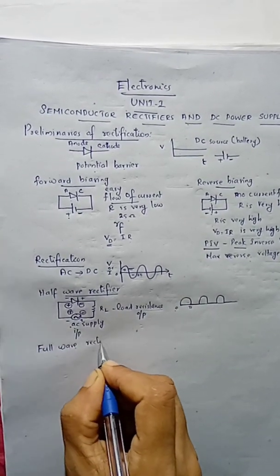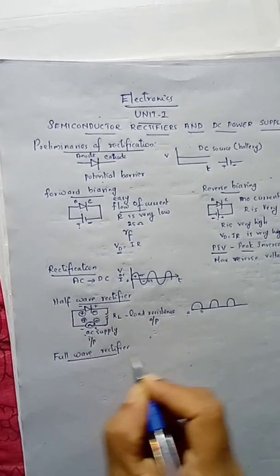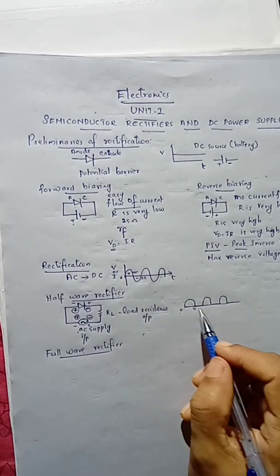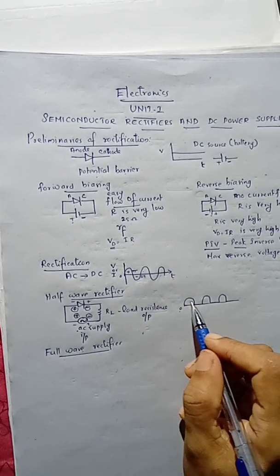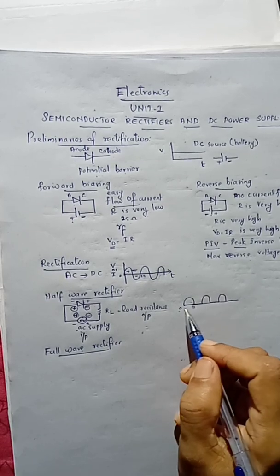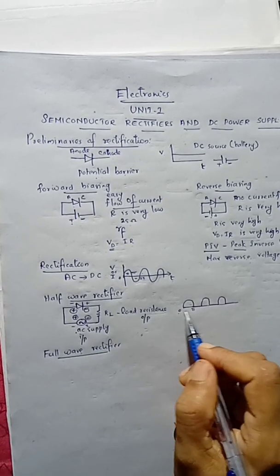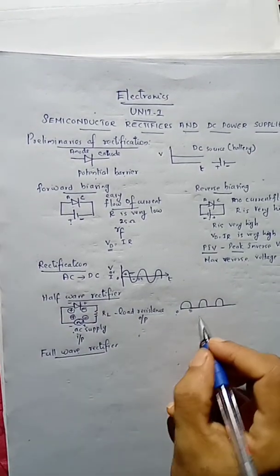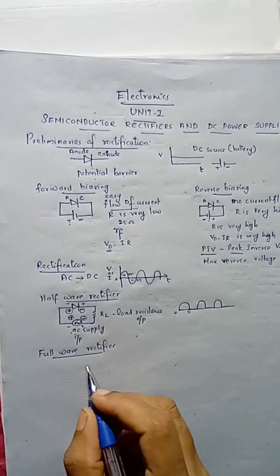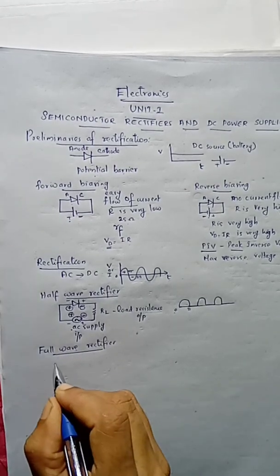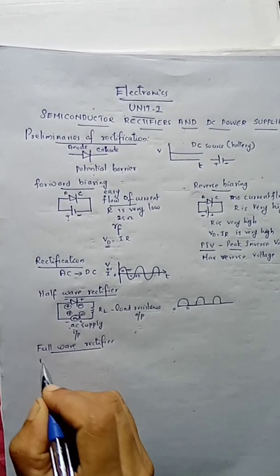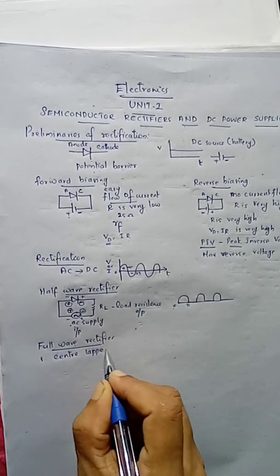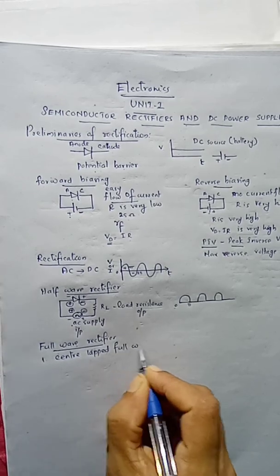Full wave rectifier. This half-wave rectifier has a lot of disadvantages, because only one of the half cycles of the input AC is used here, and we are getting output only during these half cycles. So we are modifying the circuit in order to obtain the output during the two half cycles. For that we have to use two diodes, and we have two types of full wave rectifiers. One is the center tapped full wave rectifier.